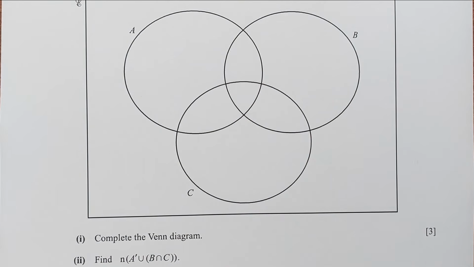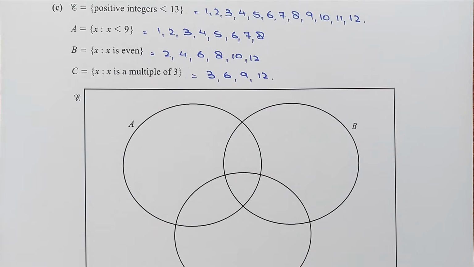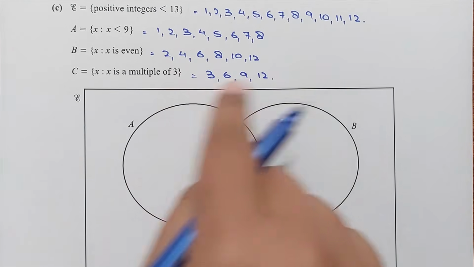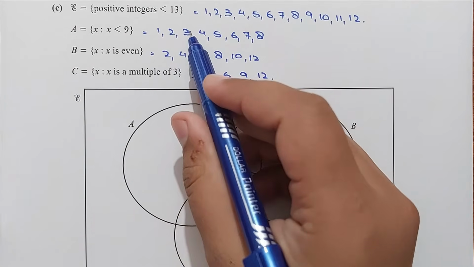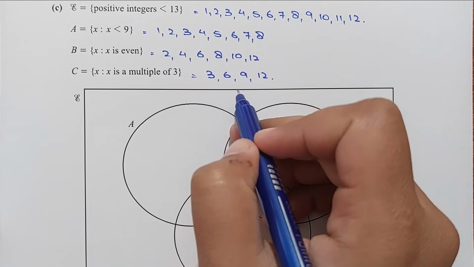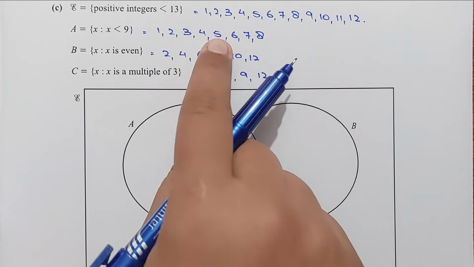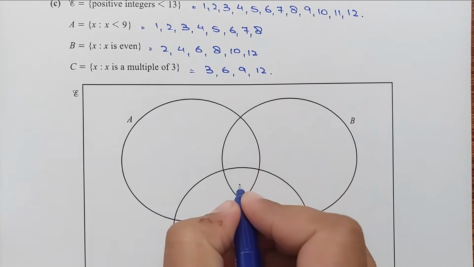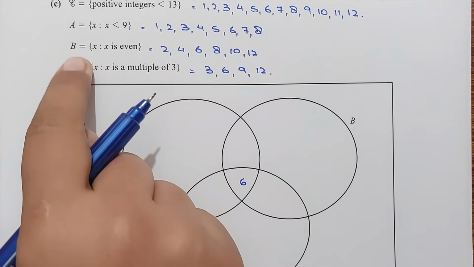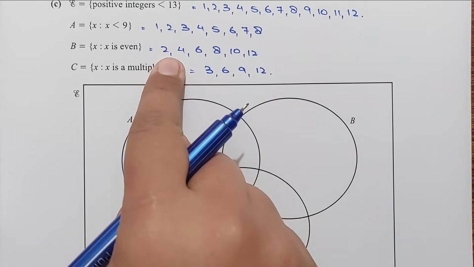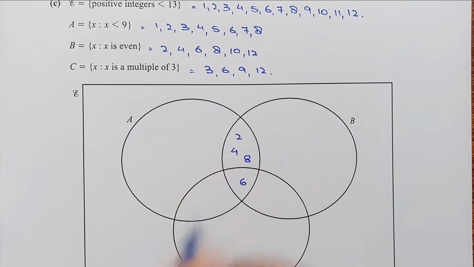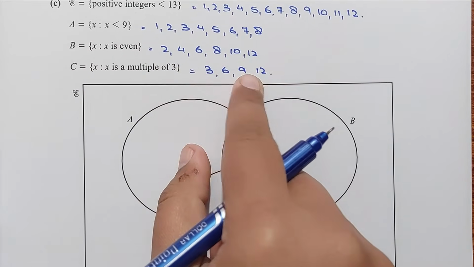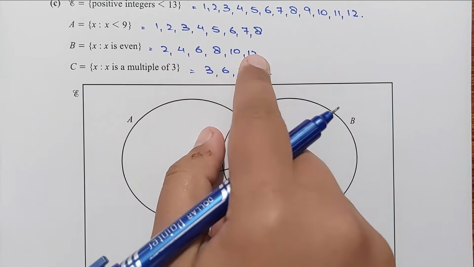Now for the first part, complete the Venn diagram. First we have to take the intersection of A, B, and C, all three. 6 is in the intersection of all three, so the intersection of A, B, and C would be 6. The intersection of A and B is 2, 4, 6, and 8. Right? Now the intersection of B and C, 3, 6, 9, 12, is 6 and 12.